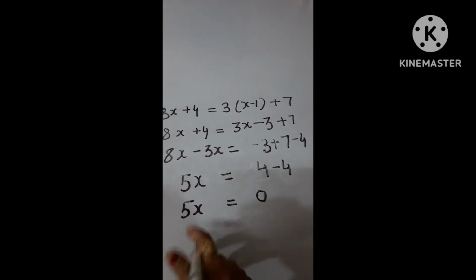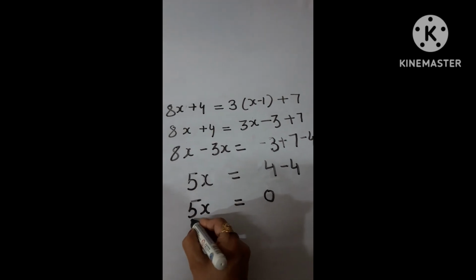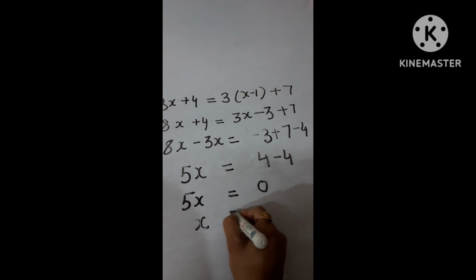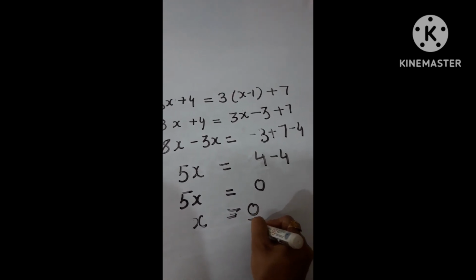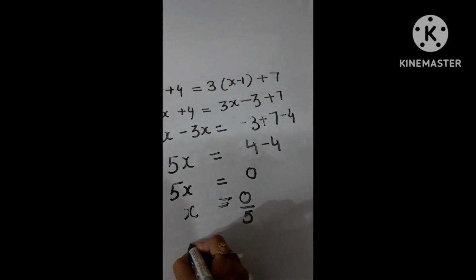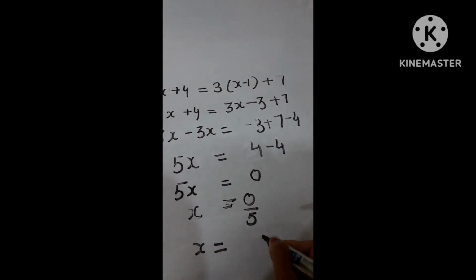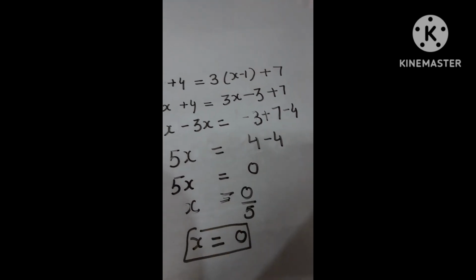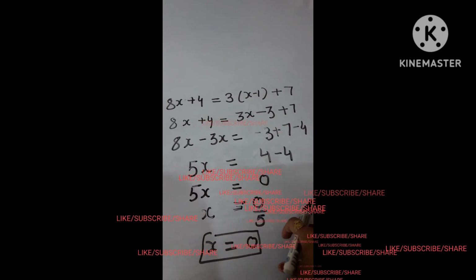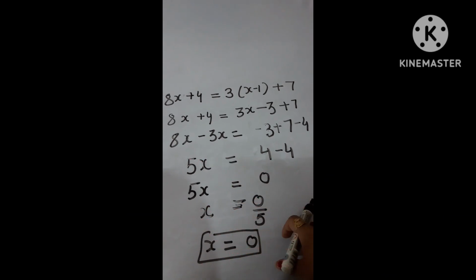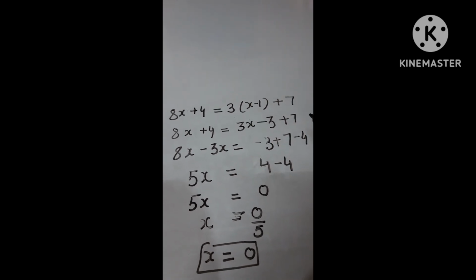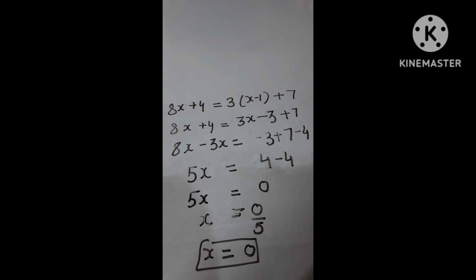Isn't it? Now this 5 is in multiply over here. When you change its side, it will go to divide. So x is equals to 0 upon 5, which means 0 only. So the solution of the equation over here is x is equals to 0. To make sure that you have done everything correctly, you can put the value of this solution into your equation. If the left hand side is equal to your right hand side, it means whatever you have done is correct.